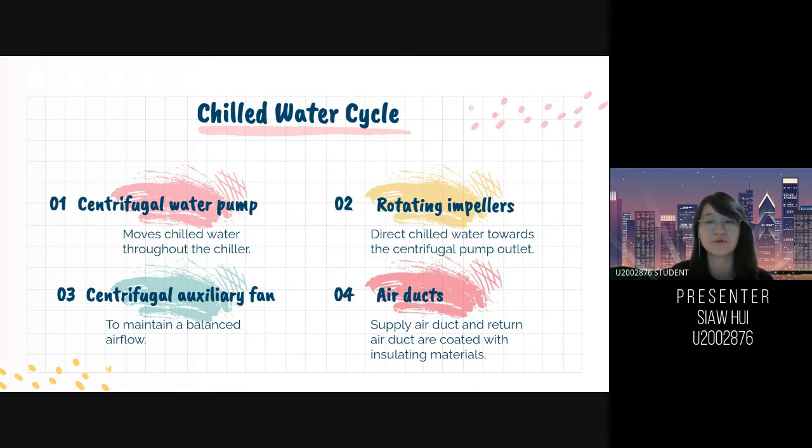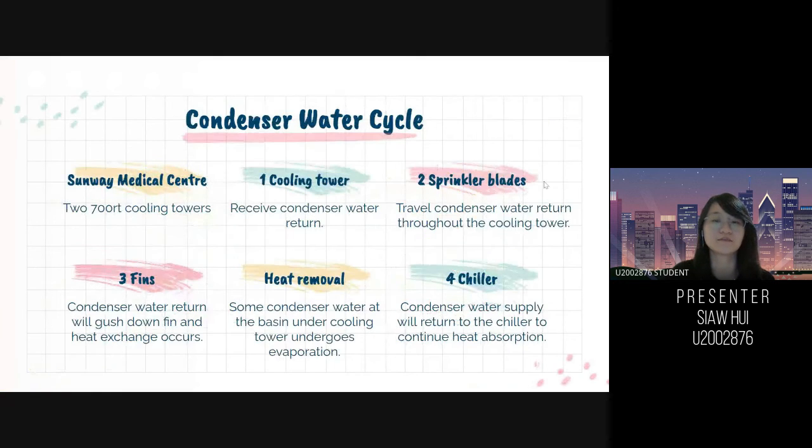Supply air duct blows fresh air from the outside and conditioned air from the air handling unit into indoor spaces of the medical center, whereas air return duct sucks air out of the medical center and returns it back to the air handling unit. These air ducts are coated with insulating material consisting of fiberglass, wrapped with aluminum foil to reduce heat transfer from the environment to the air duct.